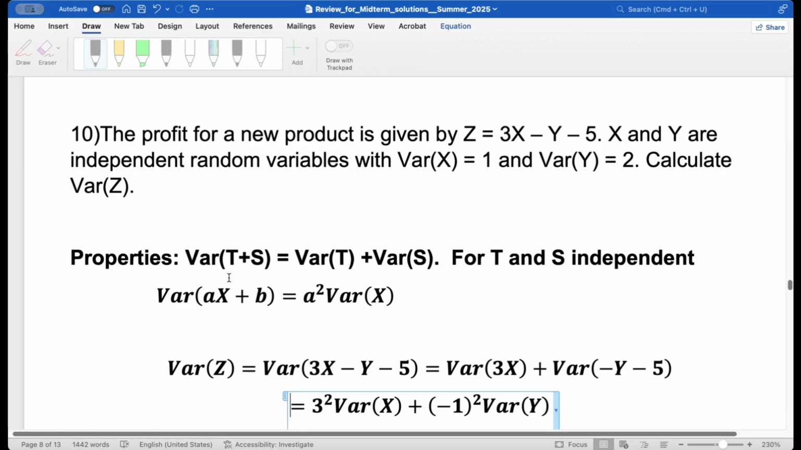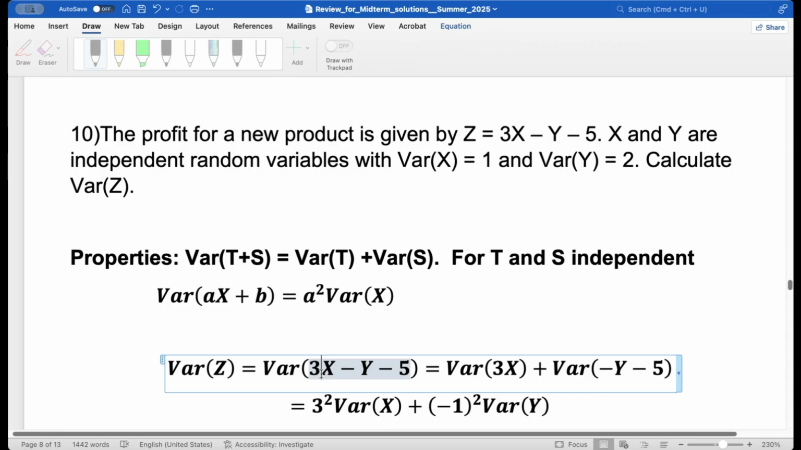And then we have another property here, that the variance of aX plus b is a squared times the variance of X. Adding a constant does not affect the spread, so that does not have any impact on the variance. Multiplying by a, remember the variance is of the squared errors, so it becomes a squared times the variance of X. So what's the variance of this new variable Z, 3X minus Y minus 5?